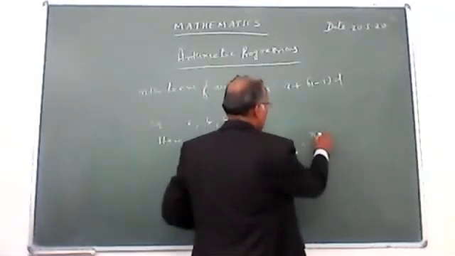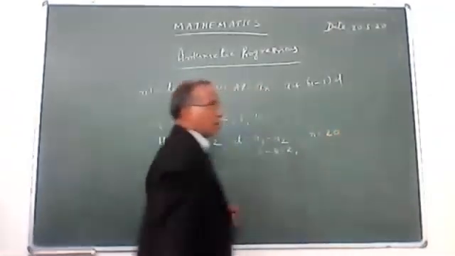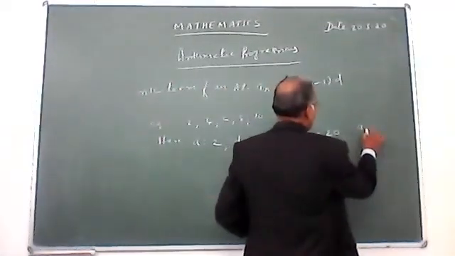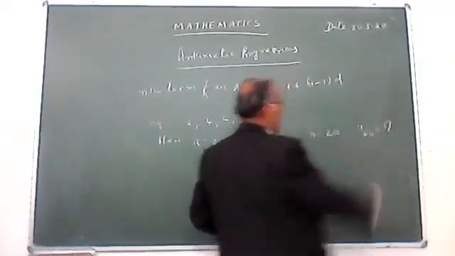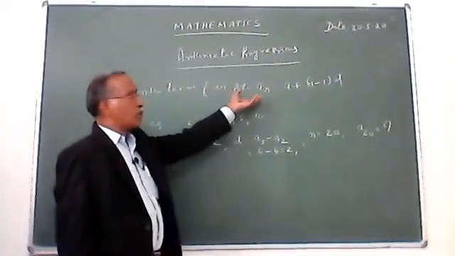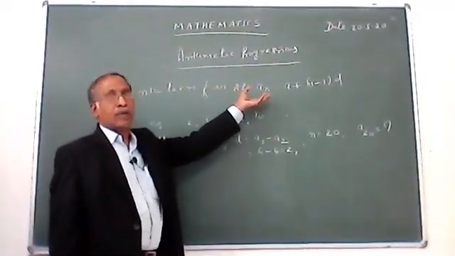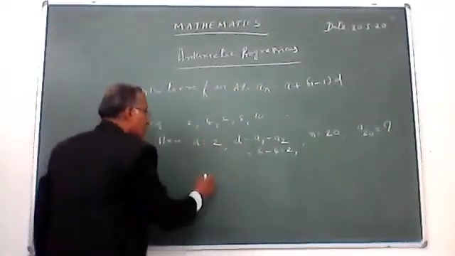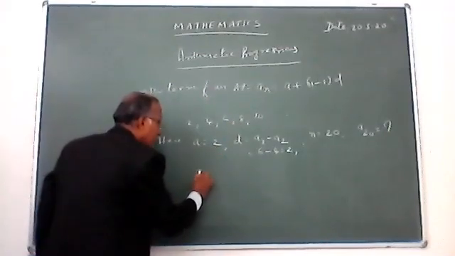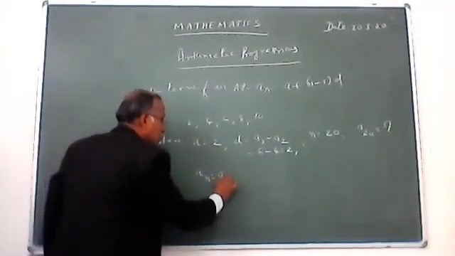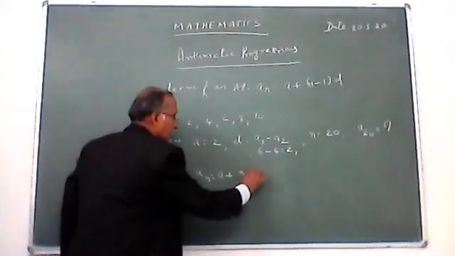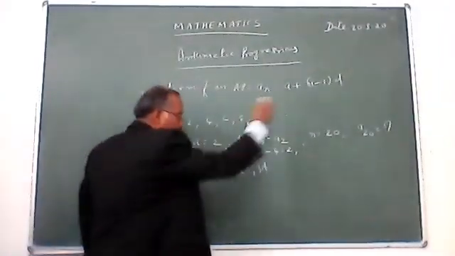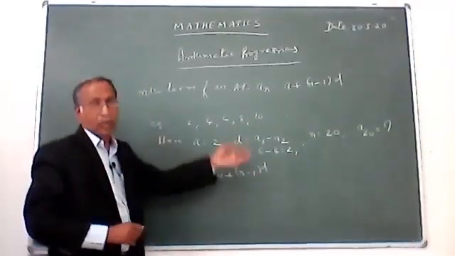Now, let us find out the 20th term of the AP. N is equal to 20. That means we are going to find A20. That is why we should make use of the formula to find the nth term of an AP. We know the formula for that. The nth term of an AP: An is equal to A plus N minus 1 into D. Here we are going to find the 20th term. Therefore, N is equal to 20.